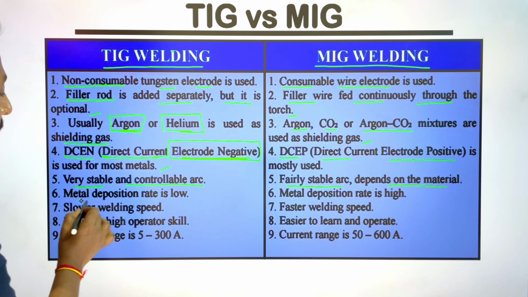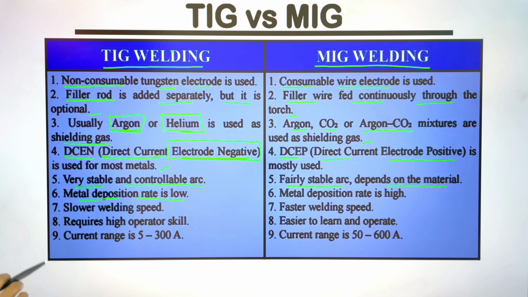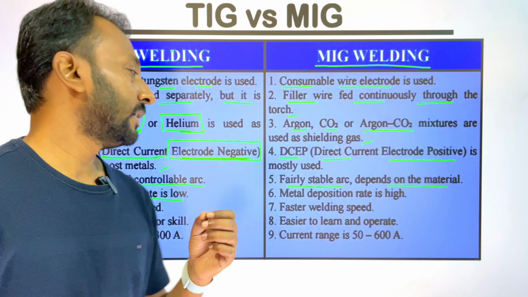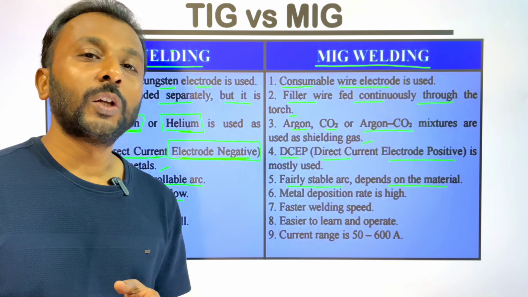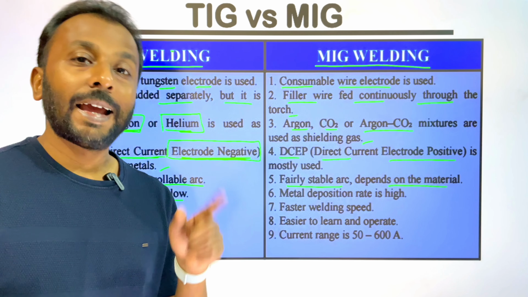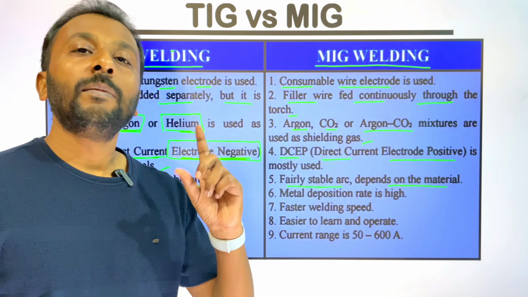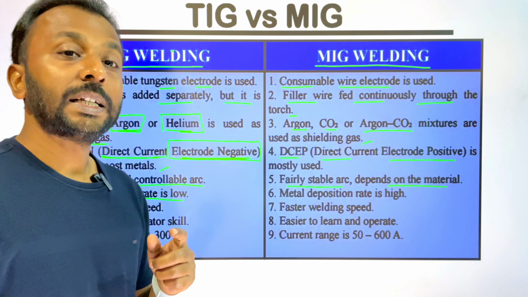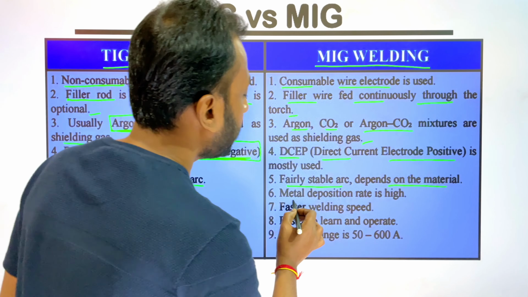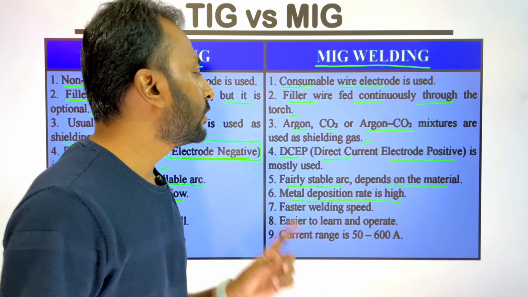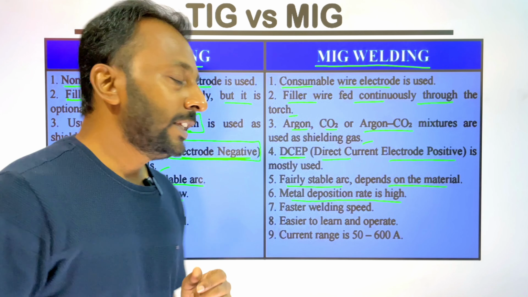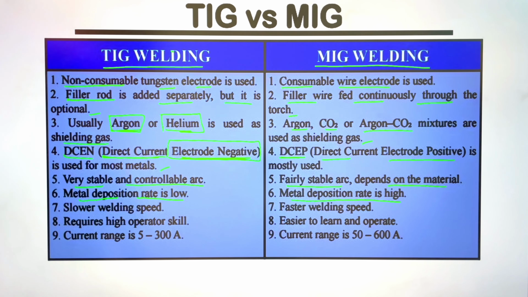Next, the metal deposition rate is low in TIG welding. In TIG welding the metal deposition rate is very low. Sometimes it doesn't deposit any metal on the base metal because we use a non-consumable electrode. If filler metal is added separately, then only metal deposits on the workpieces, but it is very slow in rate. But in MIG welding, the metal deposition rate is high because we use DCEP. The melting of the electrode is very fast.